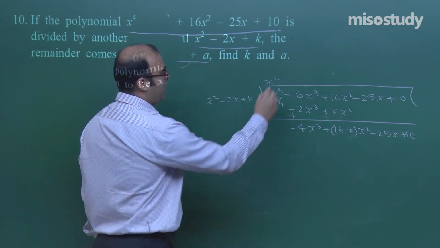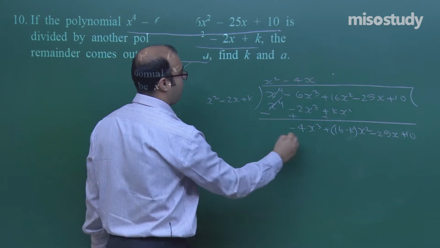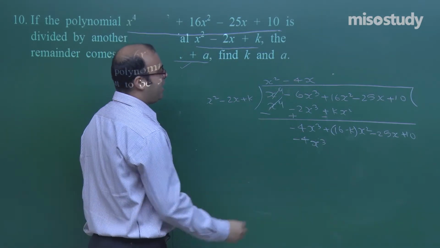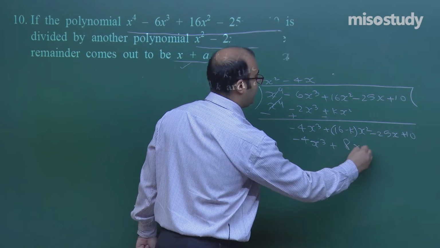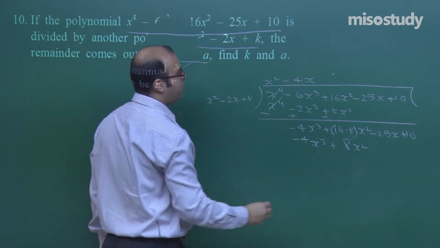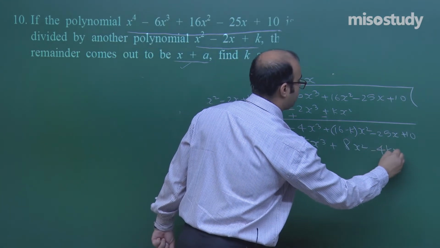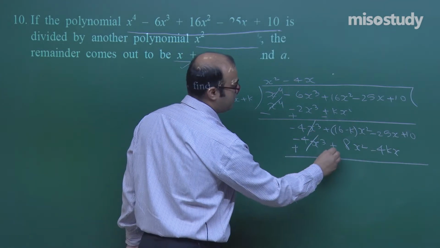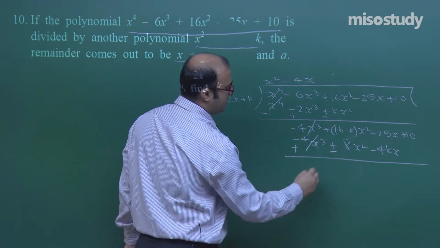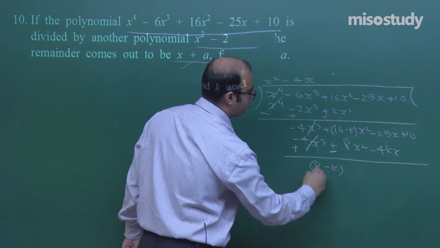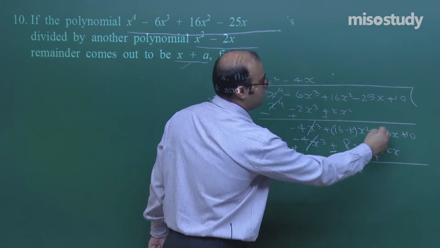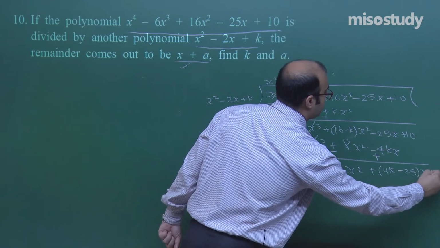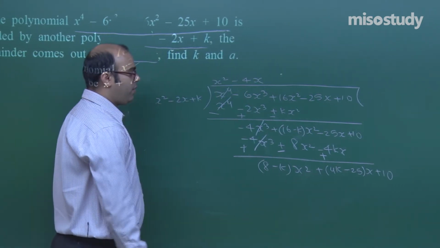Then it will be multiplied with minus 4x. We will get minus 4x cube, and this multiplied with this will give you plus 8x square. So, let us write plus 8x square, and k into minus 4x is minus 4kx. When the sign changes after subtraction, this will be minus. So, 16 minus 8 is 8, 8 minus k x square, and this will be plus. So, plus 4kx minus 25x plus 10 as it is. So, this is what we have got.